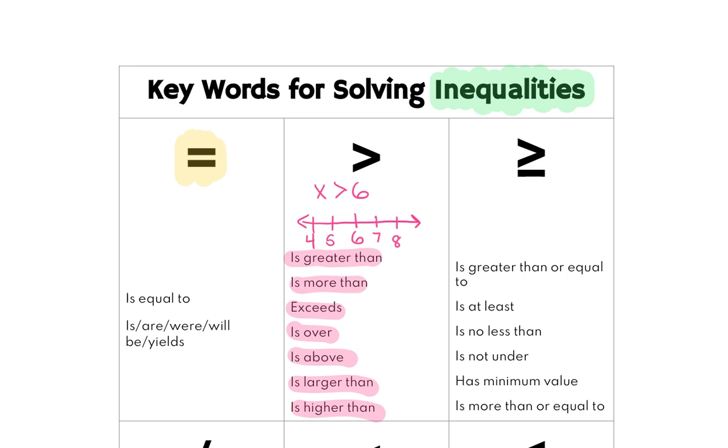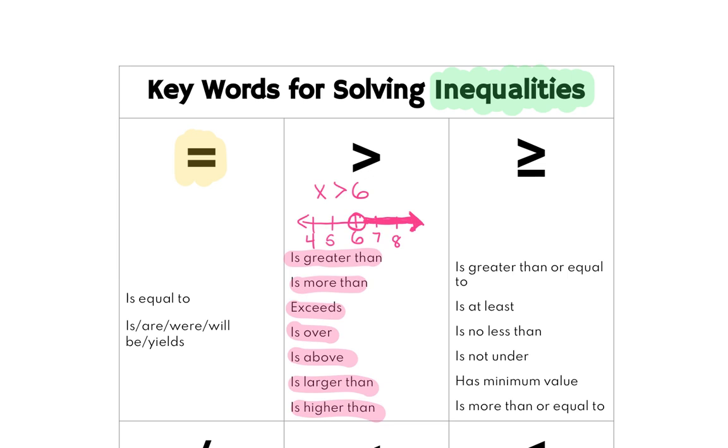And in this case, we are going to use an open circle at 6 because if you need x to be greater than 6, it can't be 6, but it can be anything slightly to the right of 6. So you are going to shade in your number line from there. So open circle for greater than.